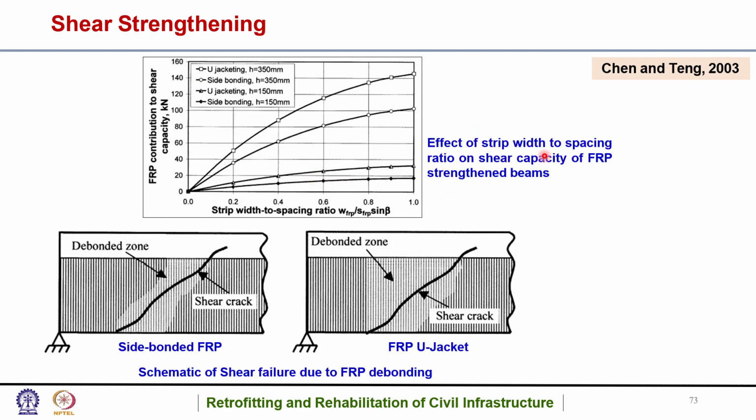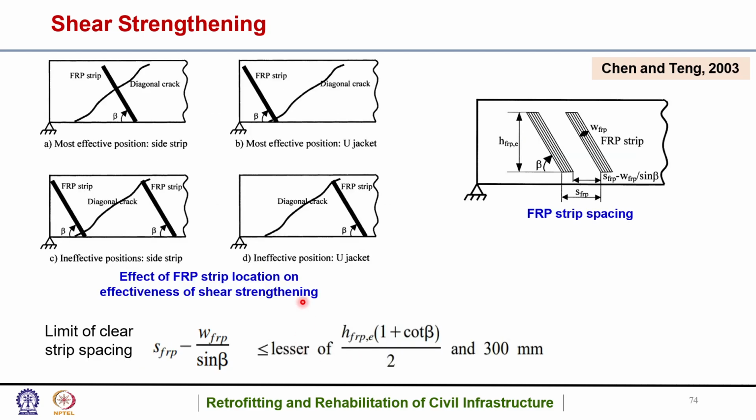So the effect of strip width to spacing ratio on shear capacity of FRP strengthened beams has been shown here, and the schematic of shear failure due to FRP debonding has been shown here. Okay, so this is side bonded FRP, and this is FRP U jacket. If you see here, in case of U jacket, the debonded zone was much higher as compared to the debonded zone in side bonded FRP. However, the shear crack was almost the same. So this was the effect of FRP strip location on effectiveness of shear strengthening.